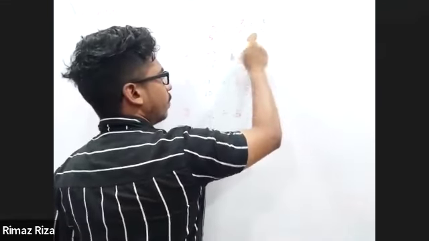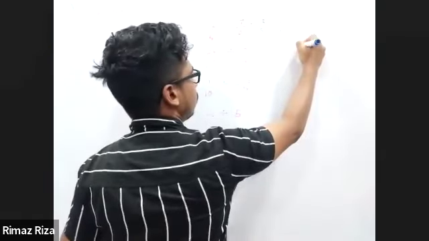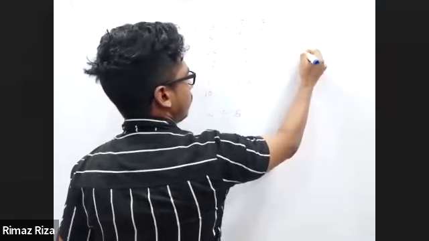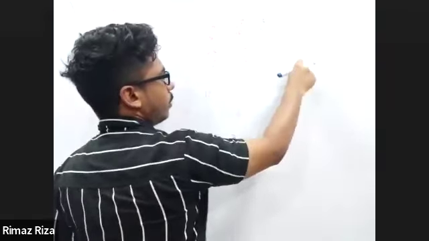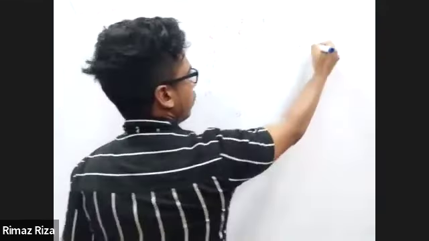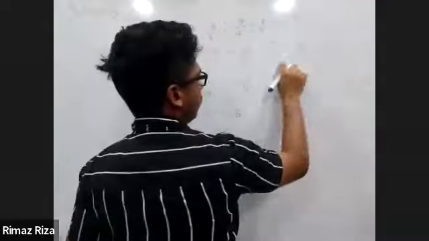You take the reciprocal of this, division becomes multiplication. 2 over 5. This 5 and this cancel. 25 divided by 5 is 5. So we have 5 into 2 is 10 over 17.